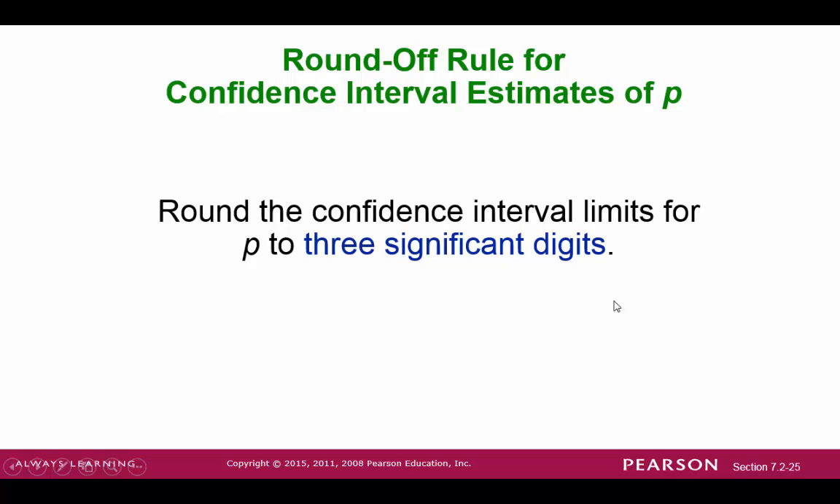In general, with proportions or probabilities, we want to round off to 3 significant digits. 4 won't hurt either, so I think the more digits, the better.